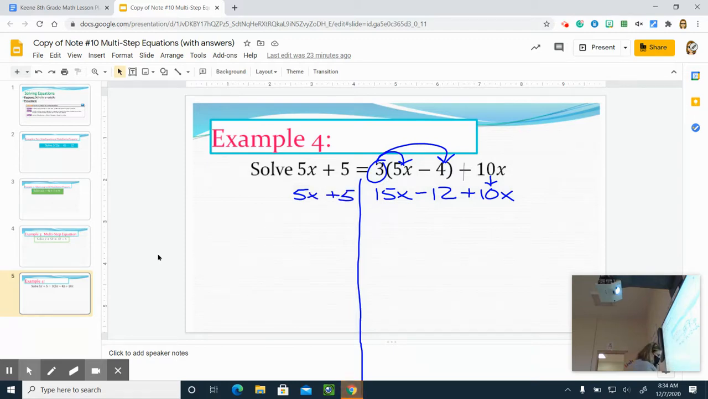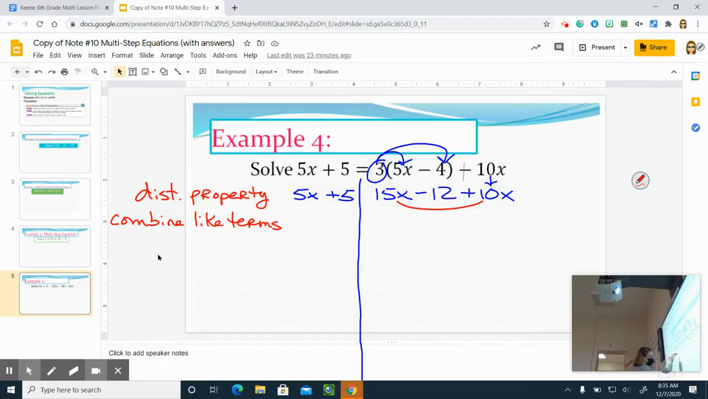Now, in this one, I have some terms that are alike. I have this 15 and that 10. So I want to combine like terms. I'm not combining anything on the left, so I'm just going to write that the way it is. Now when I combine 15x and 10x, 15x plus 10x is 25x. I didn't do anything with the -12, so I'm just going to write it down.